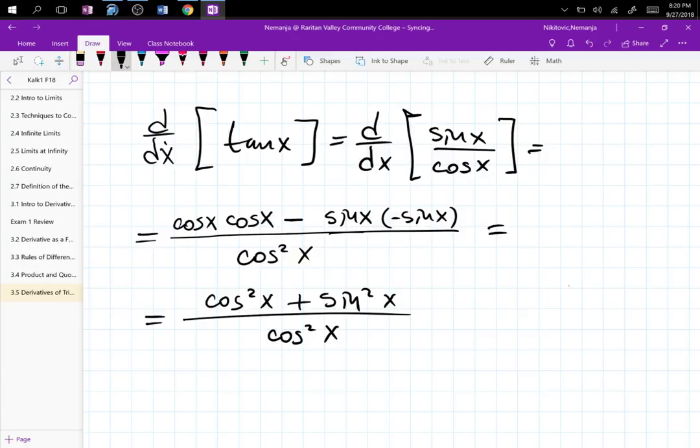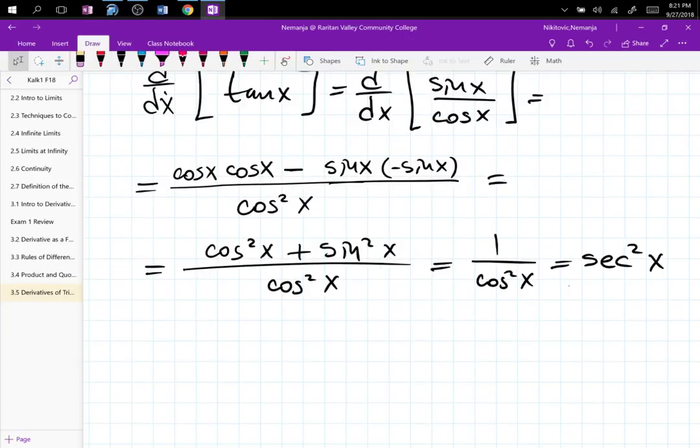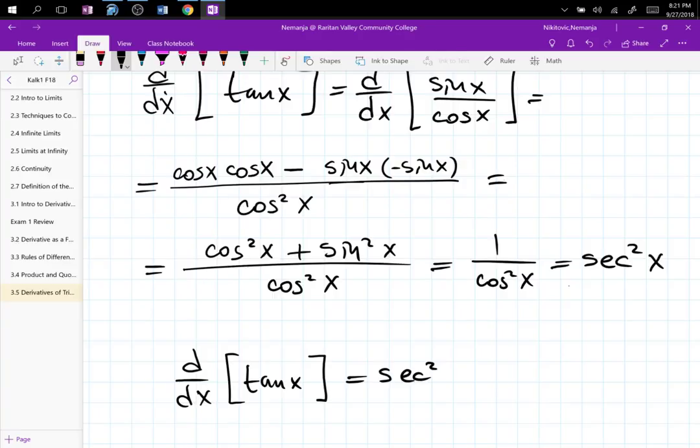One, thank you for your help. Very good. I was about to ask for help over here. That's 1 over cosine squared x. Now, what is 1 over cosine? Secant squared x. Good. Secant squared x. Now, this gives us the formula that the derivative of tangent x is equal to secant squared x.